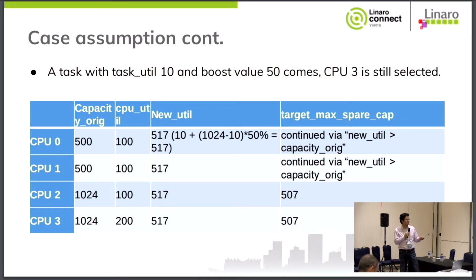So after the first task is placed on the last CPU, CPU 3, if a new task wakes up with utilization 10 and it is also a boosted 5%, 15% task, the new utilization is 517. So it will select the max spare capacity CPU. It will select CPU 3 again. This is our assumption.